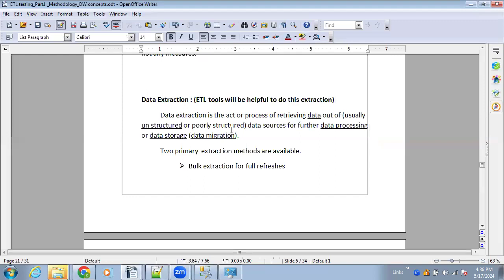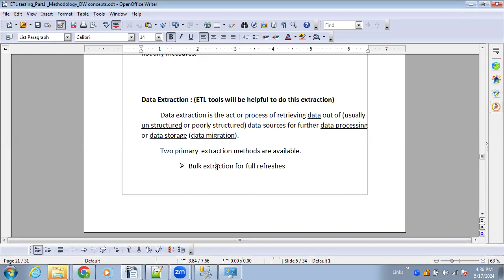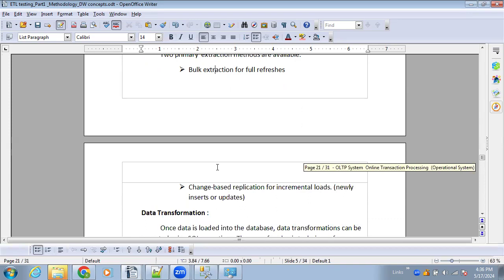Data sources for further data processing or data storage. That is known as data migration. So all this unstructured data, we are storing it in one uniform way. That's what we are calling a data warehouse, data mart, or if you are using multi-tenant, it's a data warehouse, and then further it will be split into data marts, right? Extraction. So how many types of extractions are there? We will see this once we start Informatica, but there are 2 types basically.